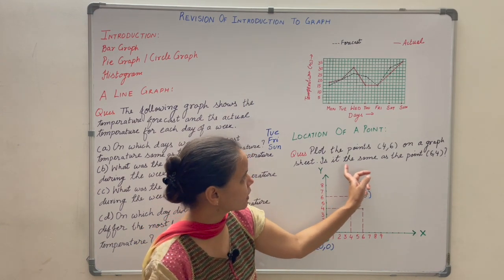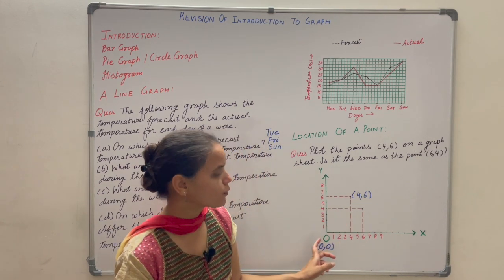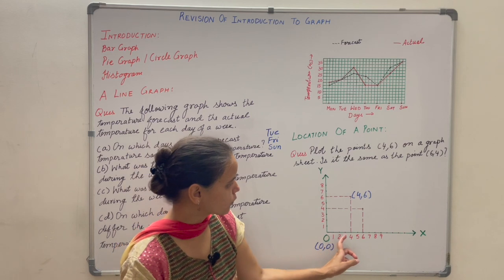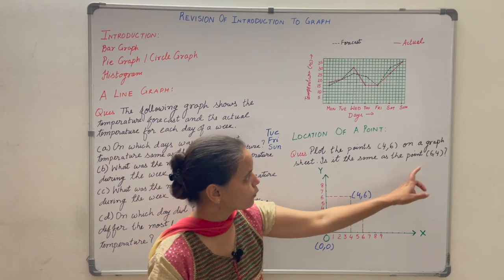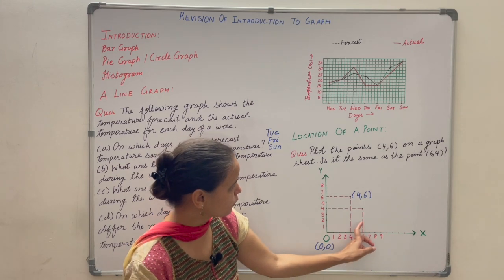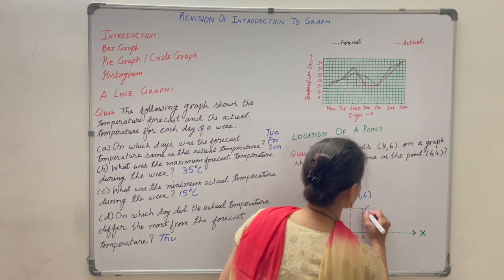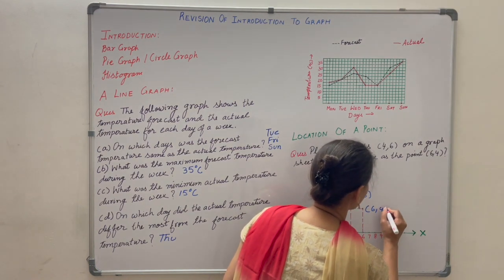Now you have to see whether it is the same as 4 comma 6. So 6 tells how much you have to move towards the right. So when you move towards right, you will come here. 4 will tell how much you have to move upwards. So 4 means you have to move 4 units upwards. So you will reach here. So this is the point 6 comma 4.